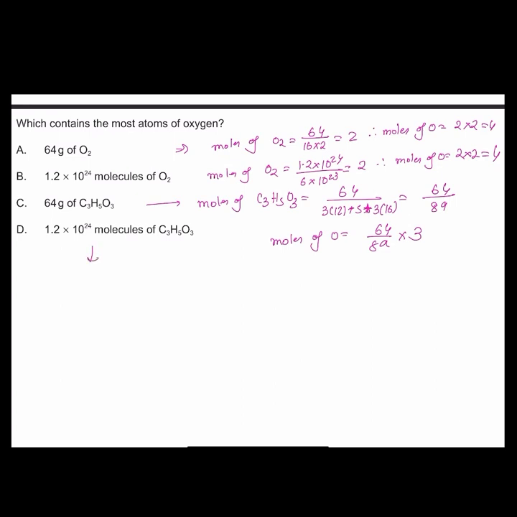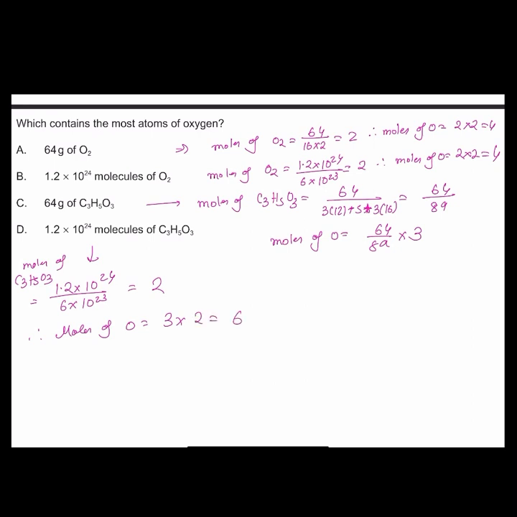Let's check the last option. Here you have 1.2 times 10 to the power 24 divided by 6 times 10 to the power 23. That is the moles of C3H5O3. If you simplify, you should get 2. The moles of oxygen would be 3 times the moles of C3H5O3, because one molecule of C3H5O3 contains 3 atoms of oxygen. So that is 6.